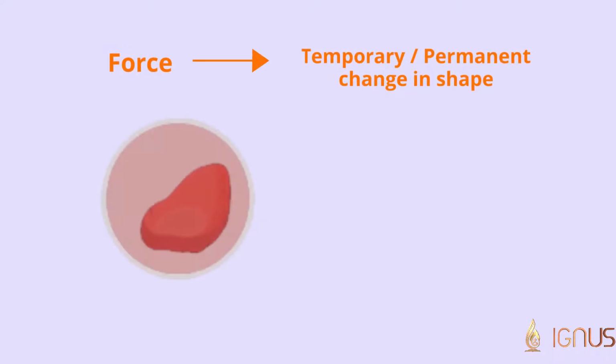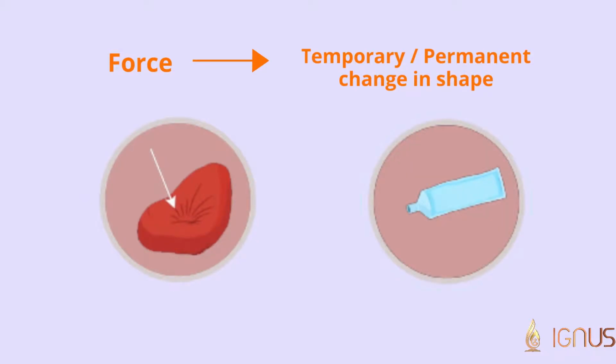When we sit in a bean bag, it changes its shape. We change the shape of the tube of the toothpaste when we press it in order to get the paste out. These objects, which regain their original shape when the force is removed, are called elastic materials.